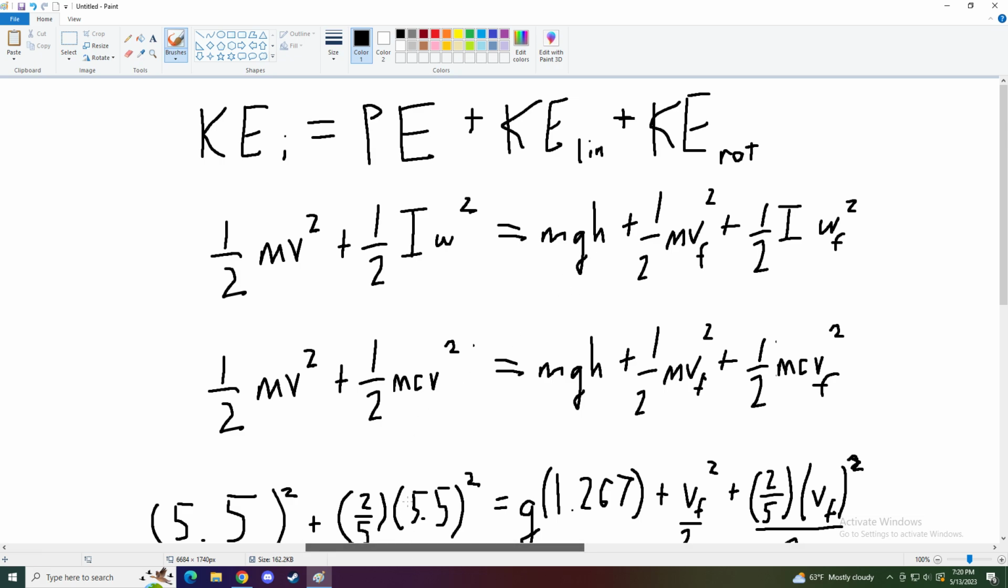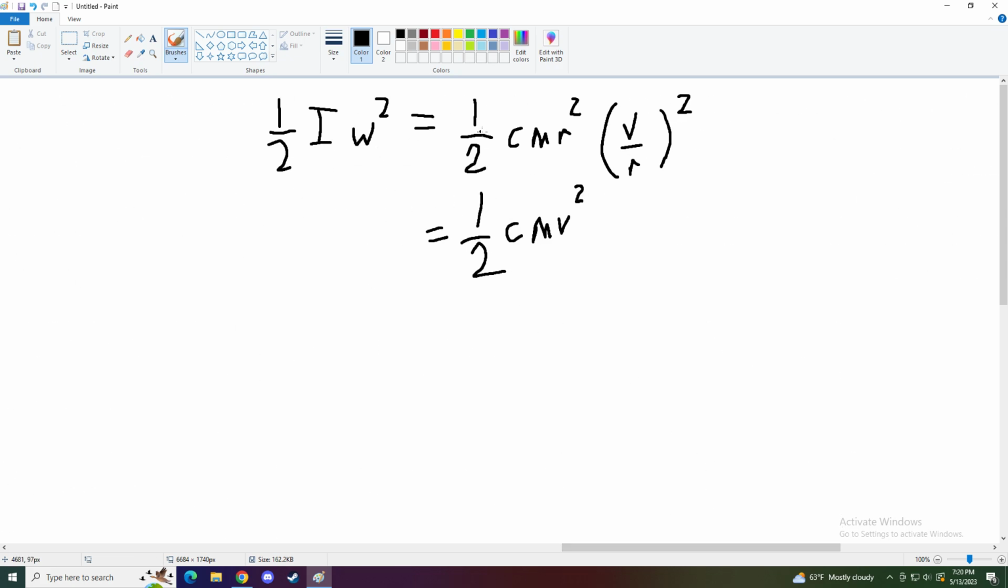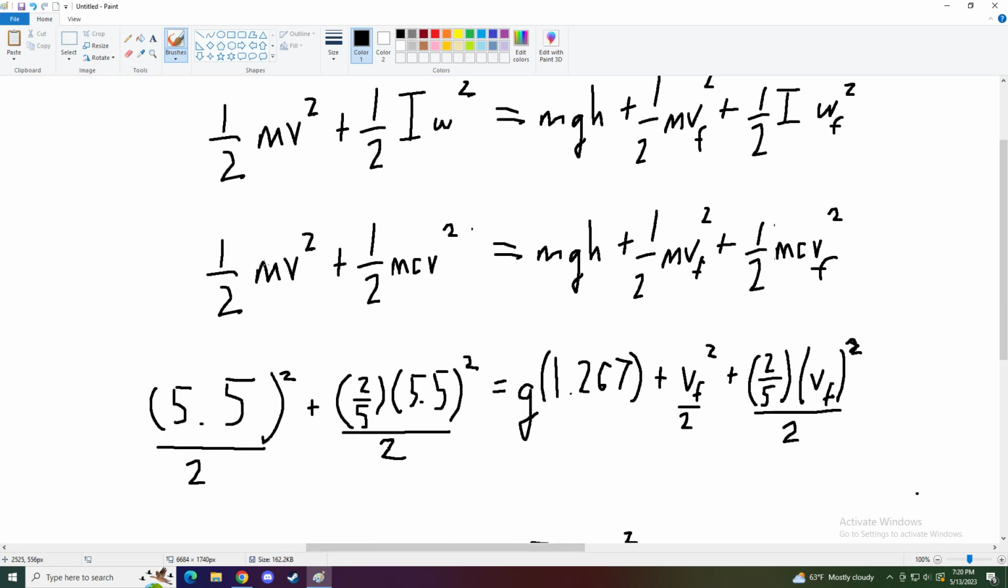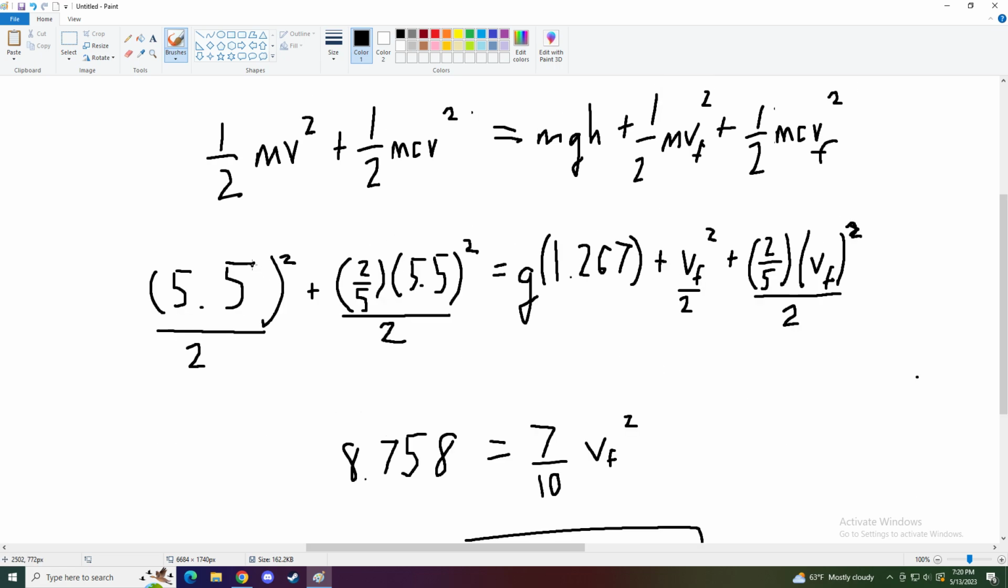And we can also rewrite 1/2 I omega squared as 1/2 m times the constant of inertia times r squared, and omega squared is just v over r, so that means v over r all squared. The r squared is going to cancel out, so we're left with 1/2 times the constant of inertia times mv squared. So we put that in for 1/2 I omega squared, and we are left with 1/2 mv squared plus 1/2 mcv squared equals mgh plus 1/2 mv_f squared plus 1/2 mcv_f squared. All our m's are going to cancel out, and then we can plug in our numbers.